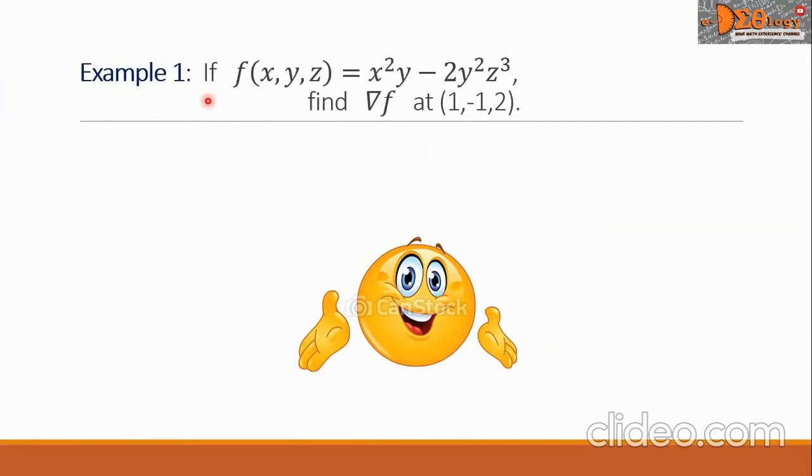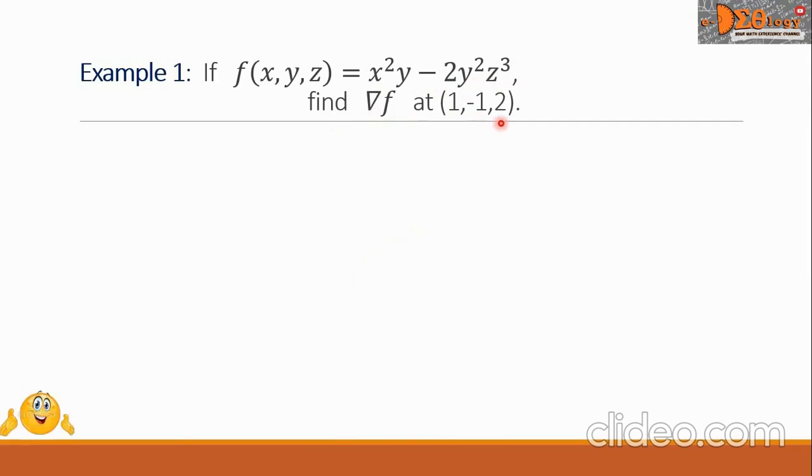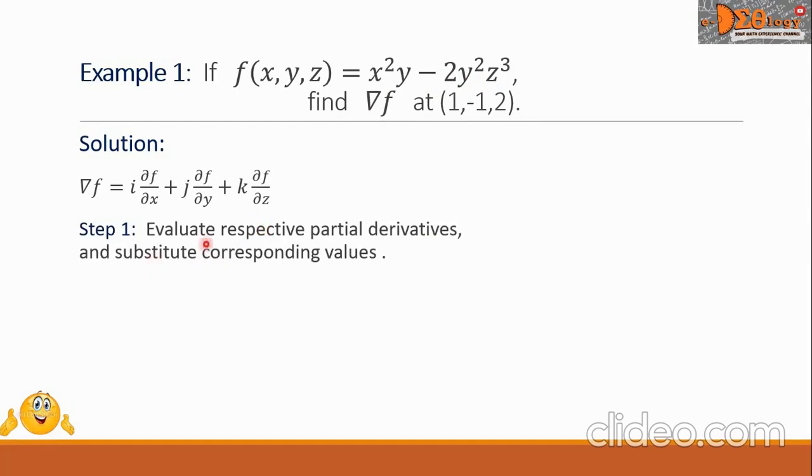Example 1. If f of x, y, z equals x squared y minus 2y squared z cubed, find grad f at the point (1, -1, 2). Let us write our formula for the gradient of f. Now step 1, evaluate respective partial derivatives and substitute corresponding values. Let's begin with the partial derivative of f with respect to x.